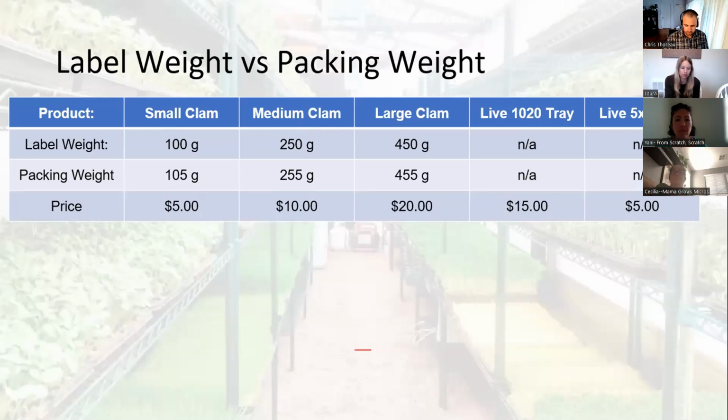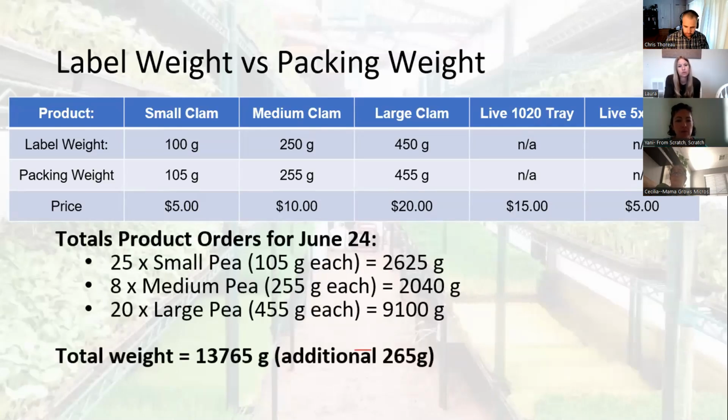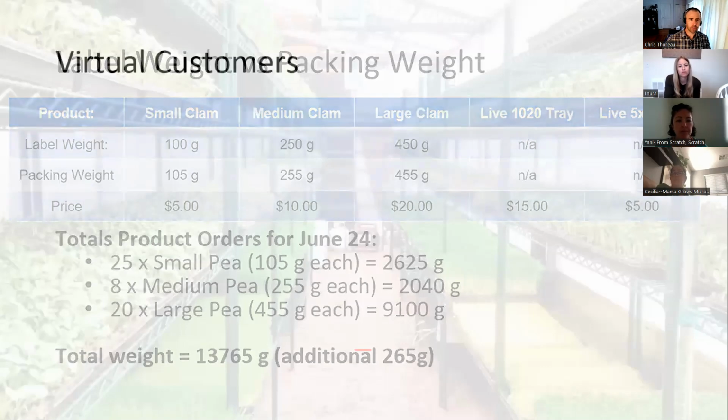So in this case, if we shift from 100 grams to 105 grams, we're adding a little more crop for each of our products there.